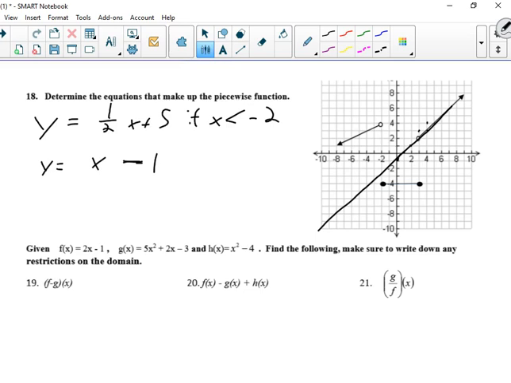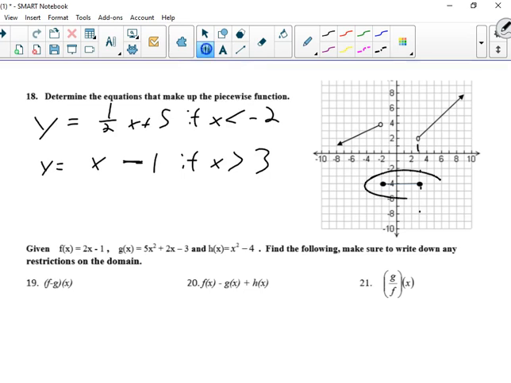But remember, I don't want the whole thing, do I? No, I do not. I only want x greater than 3. If x is greater than 3. No solid dots, so no greater than or equal, less than or equal.